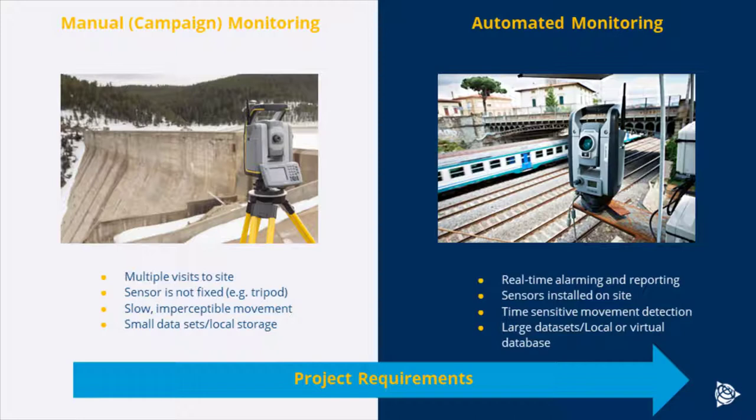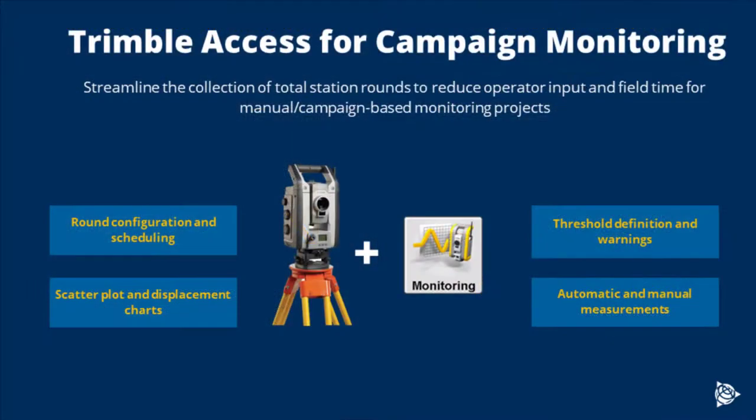Automated monitoring, on the other hand, is where the sensor lives on site permanently and it's installed there. This allows for real-time alarming and reporting, as well as detecting time-sensitive movement, and typically generates large data sets that are hosted locally on the server or in a virtual server such as Microsoft Azure.